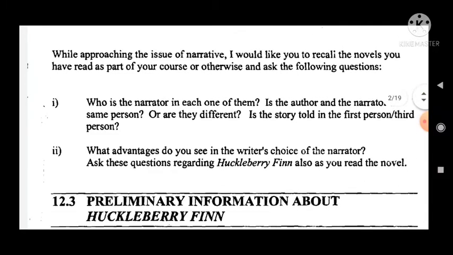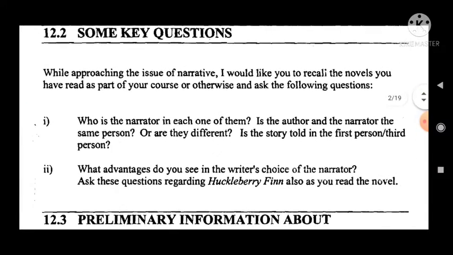Who is the narrator in each one of them? Is the author and the narrator the same person, or are they different? Is the story told in the first person or third person? What advantages do you see in the writer's choice of the narrator? Ask these questions regarding Huckleberry Finn also as you read the novel.